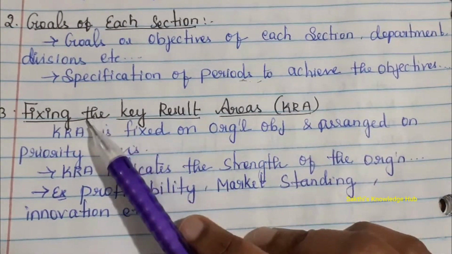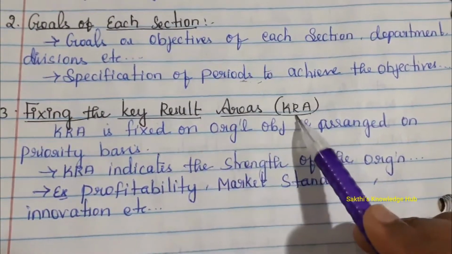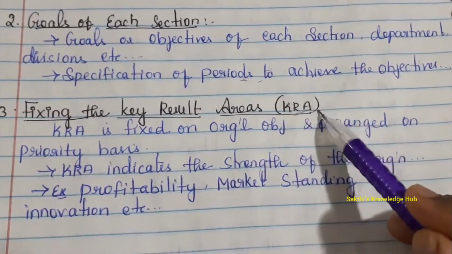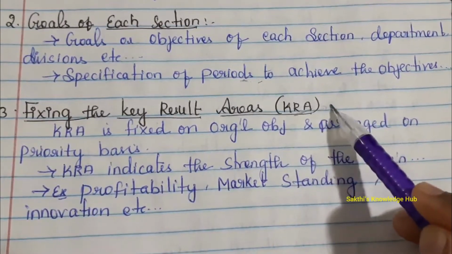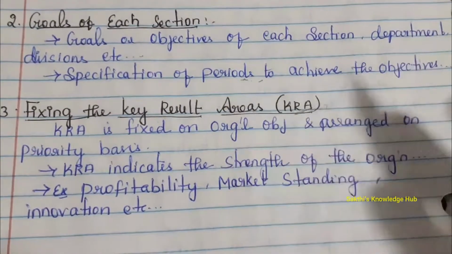And the third process is fixing the key result area. This key result area is shortly called KRA. This may sometimes be asked as a question in MCQ, like what is the expansion of KRA. Likewise, key result areas.